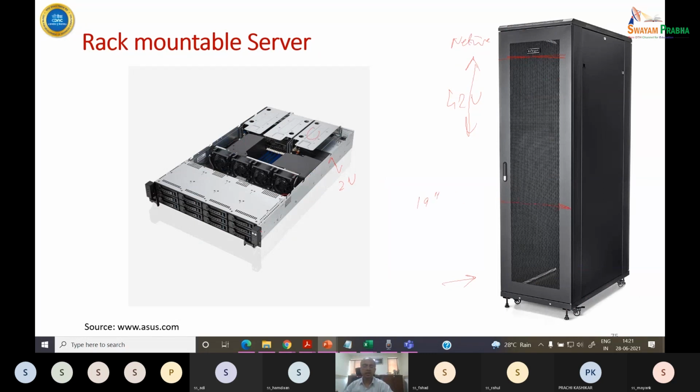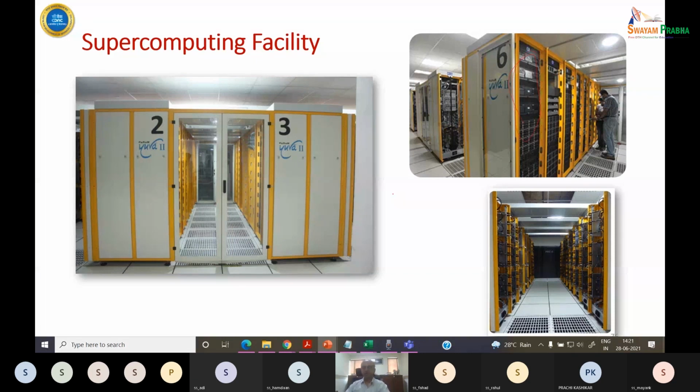There are guides here, not seen here, and these guides have corresponding guides here. In these guides, you just push them in or pull them out, and there are screws using which you fit it inside. So this is how you reach a cluster.